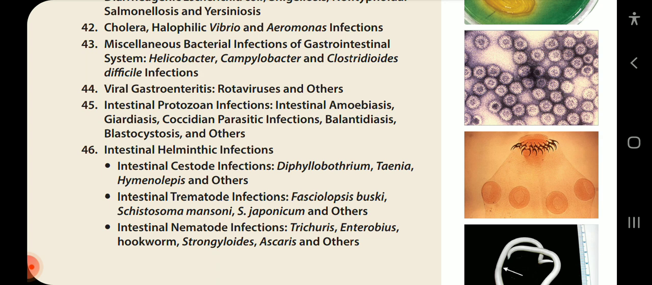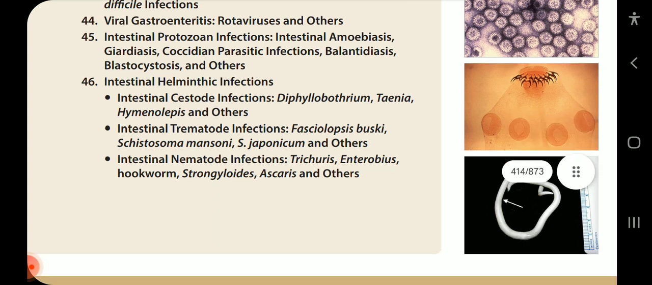Chapter 46 will be about intestinal helminthic infections, which will cover the intestinal cestode infections by Diphyllobothrium, Taenia, Hymenolepis, and others; intestinal trematode infections like Fasciolopsis buski, Schistosoma mansoni, Schistosoma japonicum, and others; and intestinal nematode infections like Trichuris, Enterobius, hookworm, Strongyloides, Ascaris, and others.